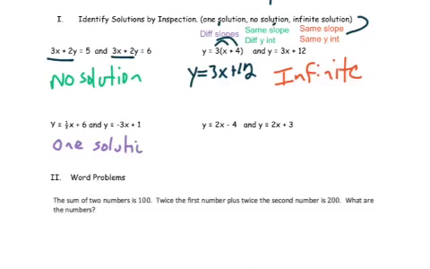One solution. Because, again, they have different slopes. Here it's -3, here it's 1/2, so at some point they're going to intersect.